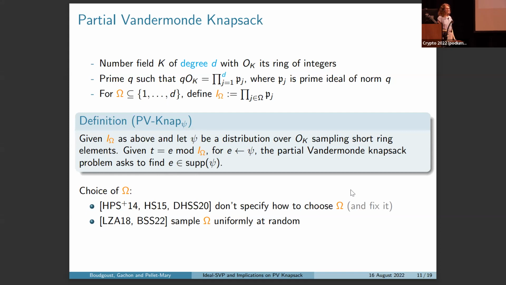And I didn't really specify how we choose this omega. And this is also because in the literature, there are two ways of doing it. So in the original proposal by Hofstein and co-authors, they did not specify how to choose the omega, besides some constraint on how large it should be. And in particular, they kind of suggested you can fix it. And in subsequent works by Lu and co-authors and another one I co-authored, we actually decided to add more entropy and to select this omega uniformly at random.